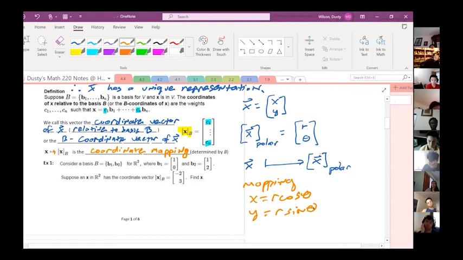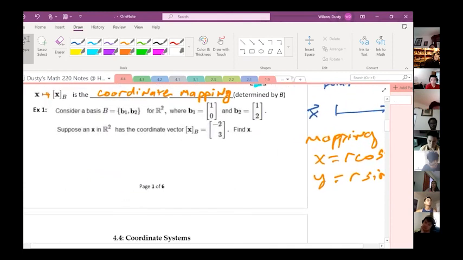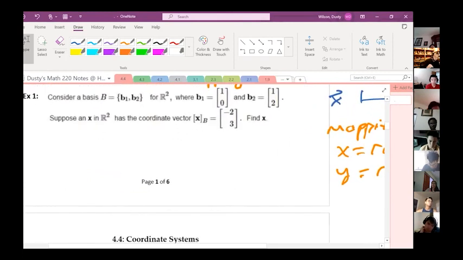Let's keep going. So example 1. Consider a basis B, b1, b2 for R2. And here my b1 vector is (1, 0), and my b2 vector is (1, 2). And suppose an x in R2 has the B-coordinates (-2, 3), and I want to find x.